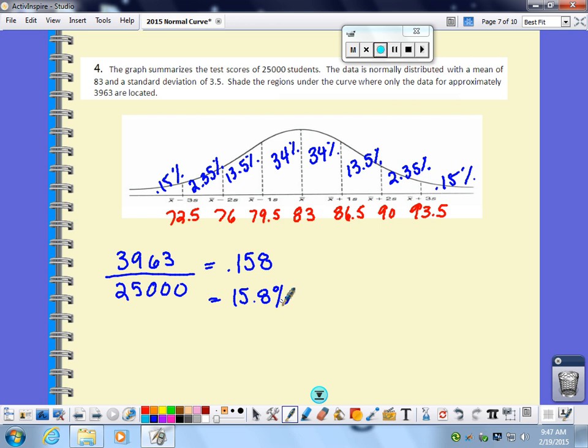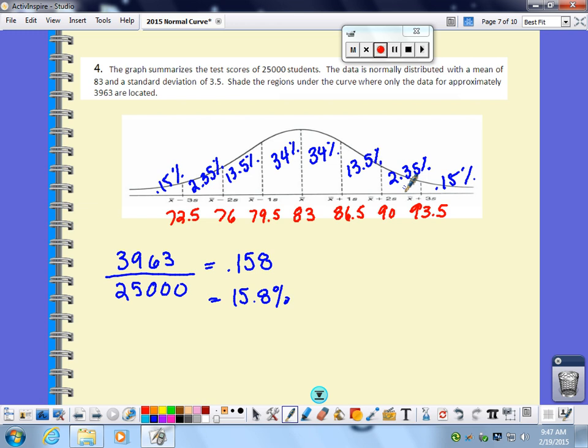So we need to figure out, we need to shade that region. We want to shade 15.8% of our curve. All right, so let's think about what we've got here. Well, I don't want to have anything to do with the 34s. That's too big. So I'm not going to use the 34s. Let's start with a 13.5%. If I add 13.5% plus 2.35%, that's going to be 15.85.